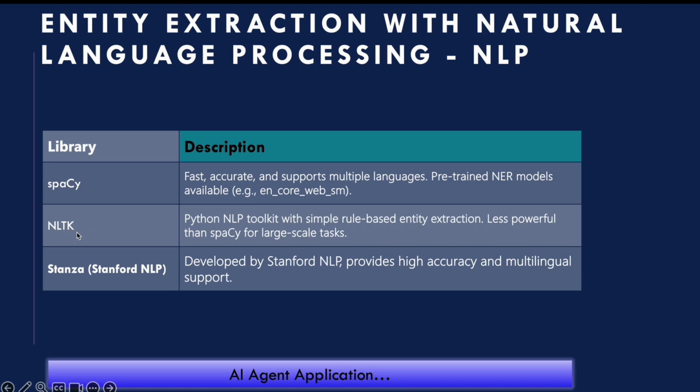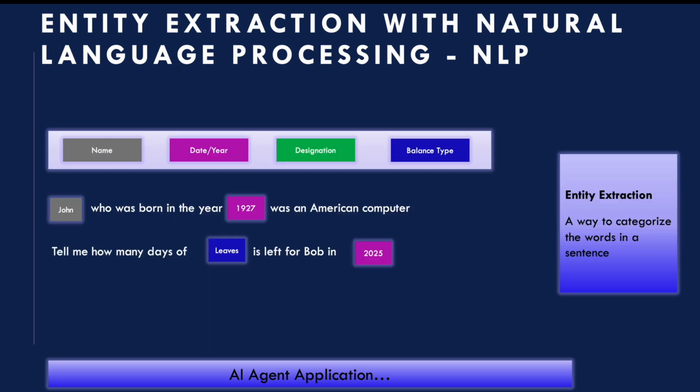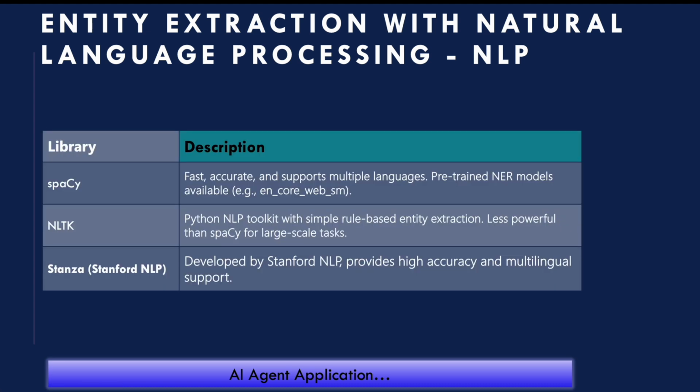NLTK is another Python library, an NLP toolkit, which can be used to extract entities. Then there is Stanza from Stanford NLP. If I feed the above two sentences into these libraries, they can tell me which is the name, the year, the designation, and the balance type. So I get all those things out of this. Let's get into more details on how we use this in subsequent slides.